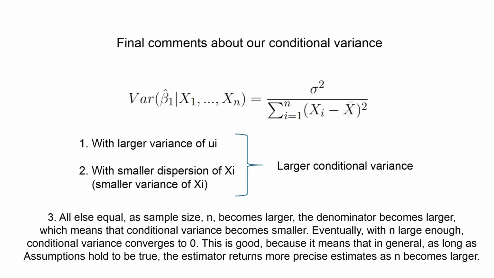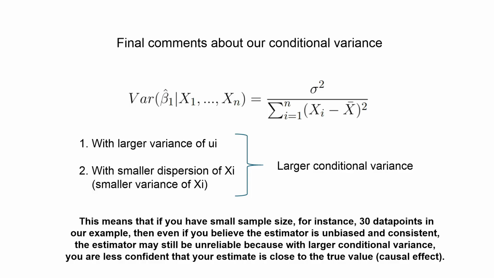This is good because it means that in general, as long as assumptions hold true, the estimator returns more precise estimates as n becomes larger. This means that if you have a small sample size, for instance 30 data points in our example, then even if you believe the estimator is unbiased and consistent, the estimator may still be unreliable because with larger conditional variance, you are going to be less confident that your estimate for beta 1 is close to the true value, the causal effect of hours studied on exam scores.